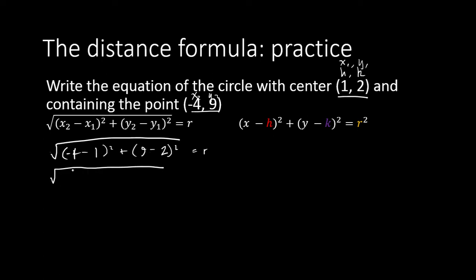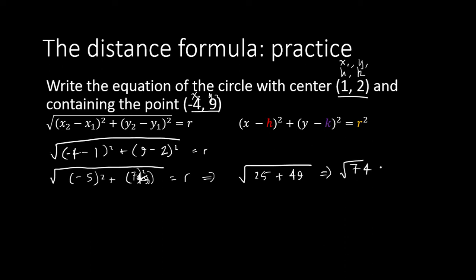Simplifying from here, negative 4 minus 1 is negative 5. 9 minus 2 is 49, or excuse me, is 7. I was already squaring it in my head, so I get 7 squared equals r. Now I get my 49. So I have got 5 squared equals 25, and 7 squared is 49. Continuing forward, 25 plus 49 would be 74. So the root 74 is equal to my radius. Great. Let's plug this in.